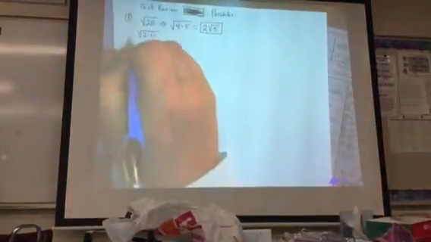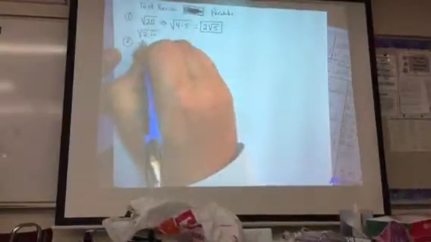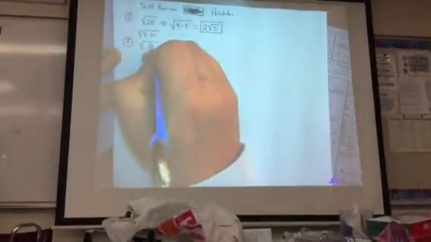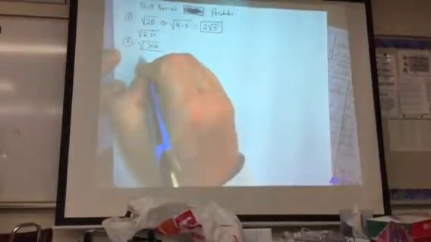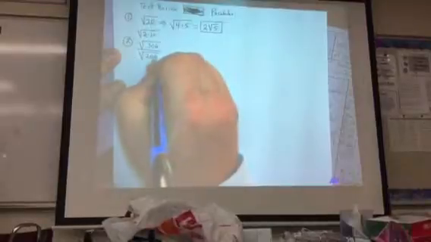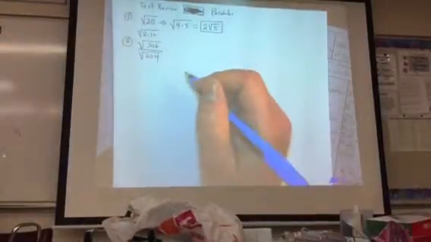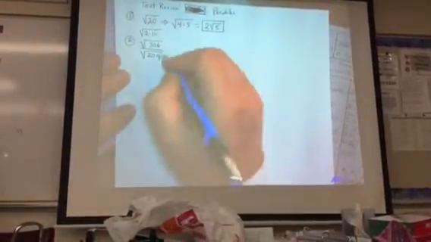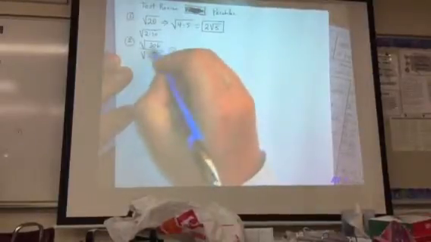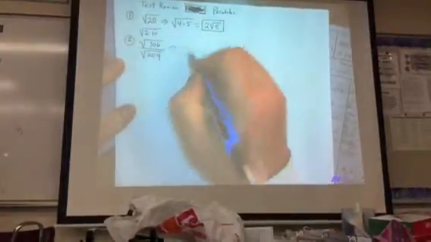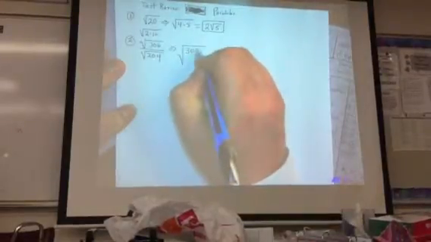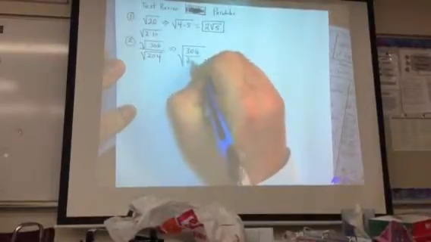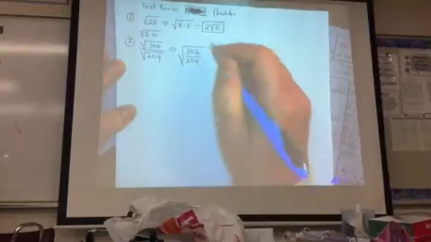Number 2, you have the square root of 306 over the square root of 204. Is it showing up on that thing? Okay, good. Now, when you have a square root on top and a square root in the denominator, you could write it as a single square root, the square root of 306 over 204, and you've got to reduce it.